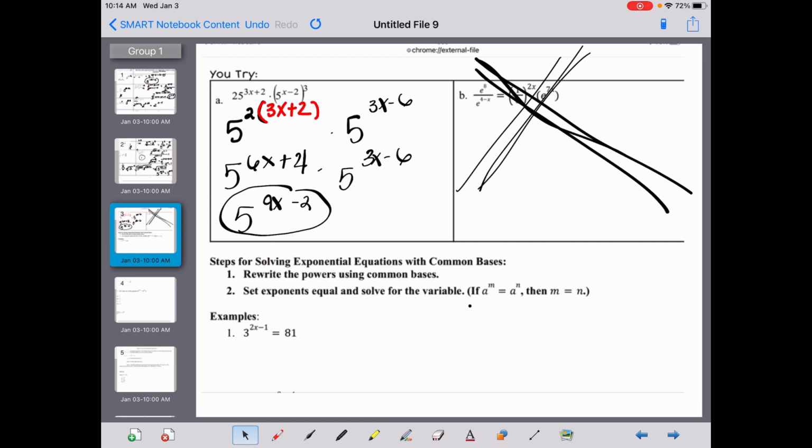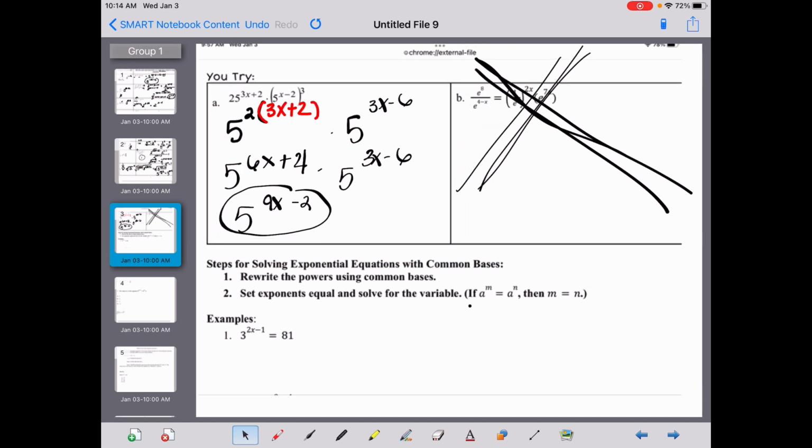So here in the first problem, you have an example: 3 to the 2x minus 1 equals 81. Are 3 and 81 the same base? No. So you want to first rewrite the powers using the same base. Either you're going to have to rewrite 3 as 81 or 81 as 3. You can't go up. You have to go down. So we want to try to write 81 as a 3.